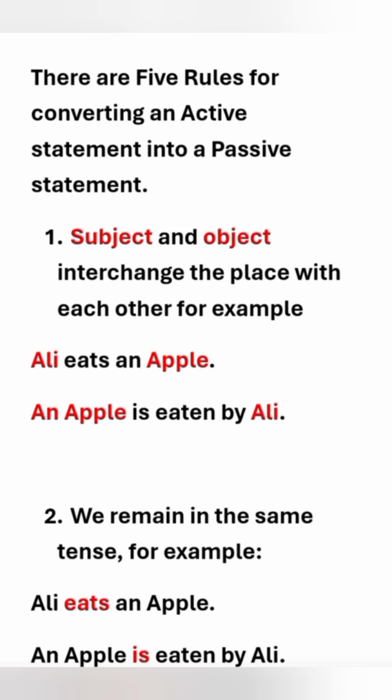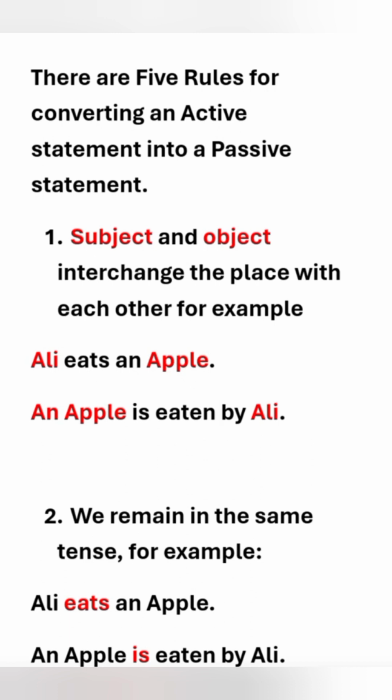So पहली बात यह है कि सब्जेक्ट और ऑब्जेक्ट इंटरचेंज कर लेते हैं एक दूसरे से, प्लेस सेंटेंस के अंदर एक दूसरे से जगह को चेंज कर लेते हैं. फिजिकली सब्जेक्ट ऑब्जेक्ट की जगह चला जाता है और ऑब्जेक्ट सब्जेक्ट की जगह आ जाता है. Ali eats an apple changes into an apple is eaten by Ali. So that's the rule number 1 for converting an active statement into a passive statement.